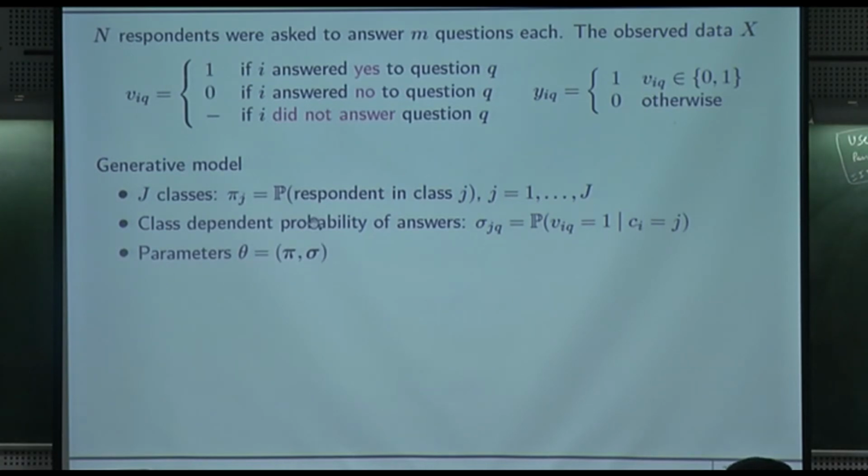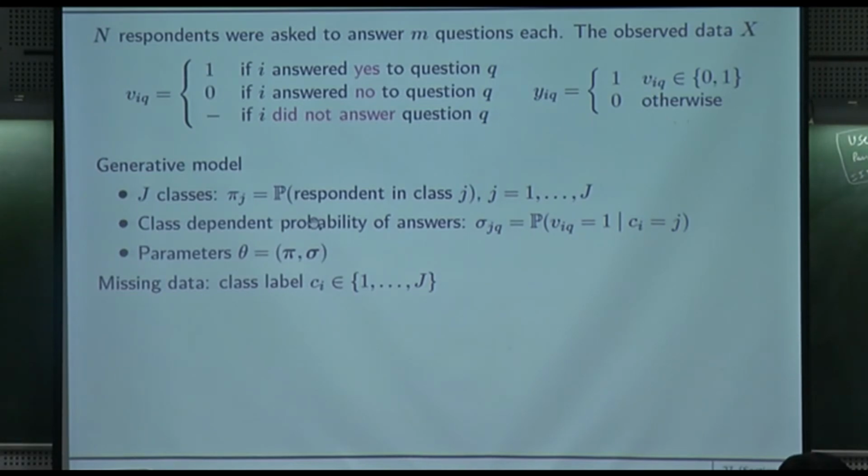It doesn't depend on the person. But there is still some randomness. It's not exactly 100% that they would have answered the question with a yes or a no. So the parameters that I'm after are pi and sigma. I want to know the probabilities of the different classes, and given the class, I want to know what the distributions are. So the missing piece here is the class label of each person.